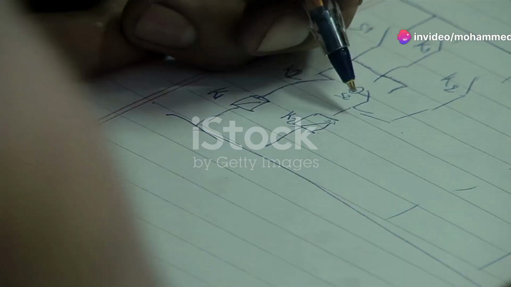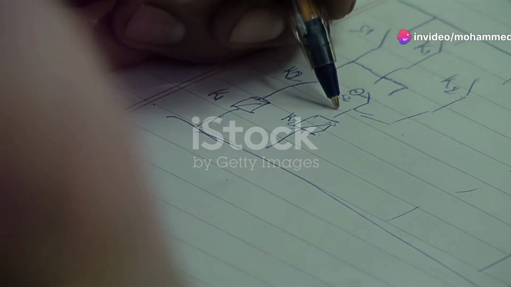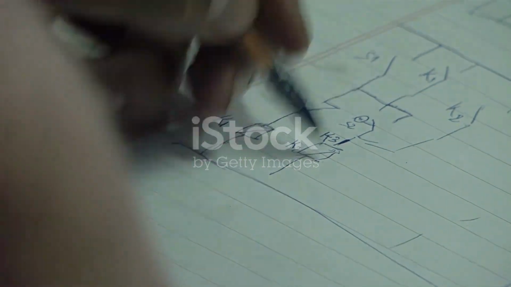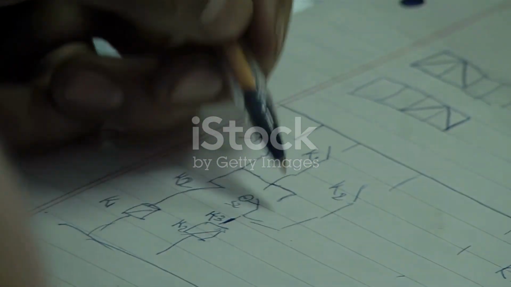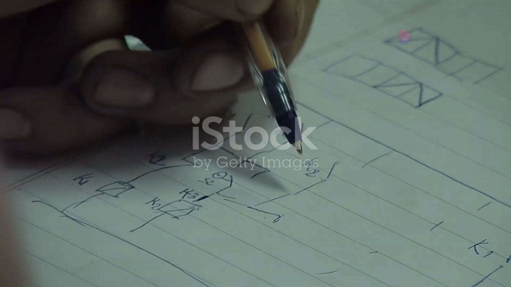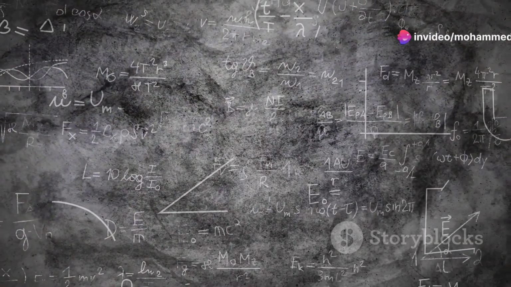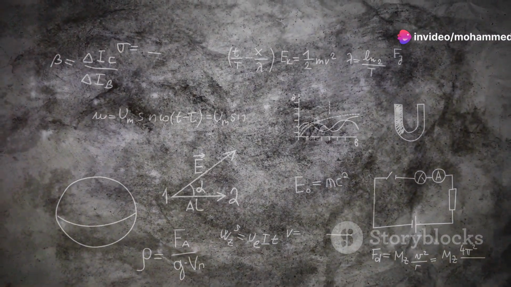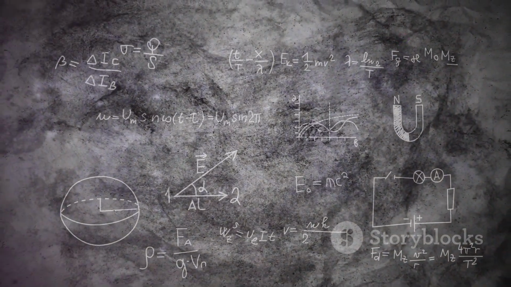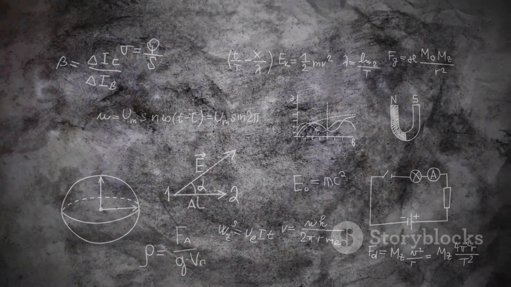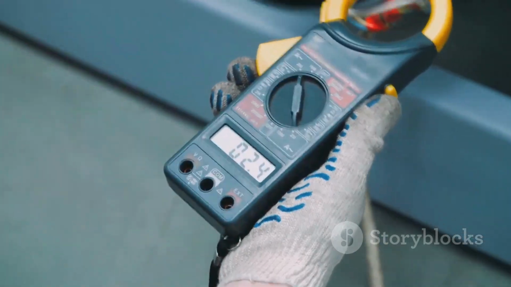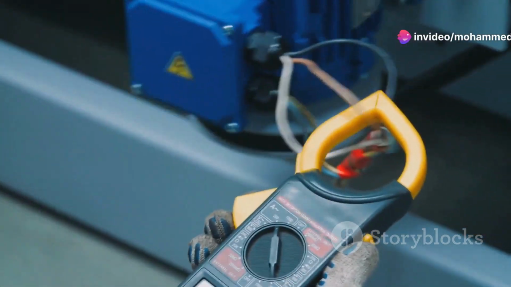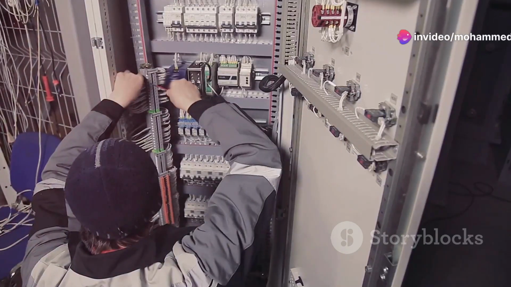Now let's dive into the mathematical formula for Ohm's law, which is quite simple. V equals I times R. Here, V stands for voltage, I represents the current, and R is the resistance. This formula can be rearranged depending on what we want to calculate. If we want to find the current, we can divide the voltage by the resistance, that is I equals V divided by R. And if we want to find the resistance, we can divide the voltage by the current, so R equals V divided by I.